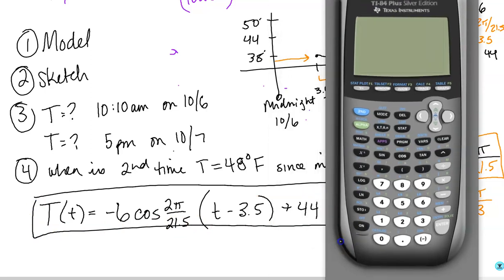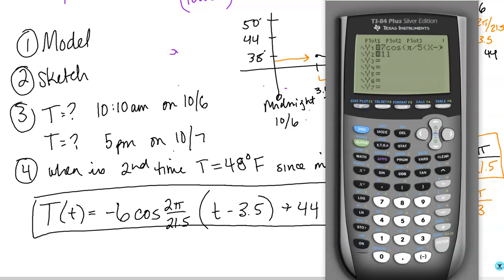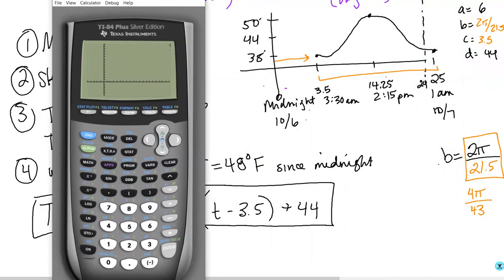So let's put that into the calculator. Do it with me. I'm going to go back and clear everything else out. Make sure you use your negative symbol. I've got 2 pi over 21.5. You need your extra parenthesis for your phase shift. Close off both, and then plus 44. Now if you hit graph, it's probably not going to be very nice because your window is not set up for this graph. We might not even see anything, to be honest. So don't freak out, you have to change your window.